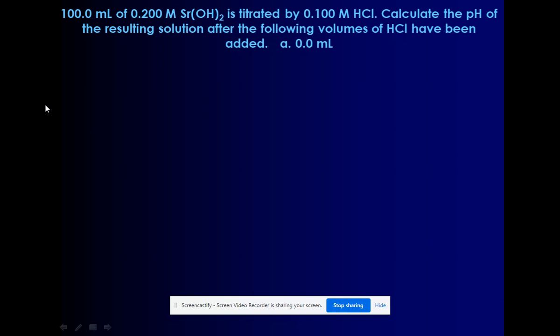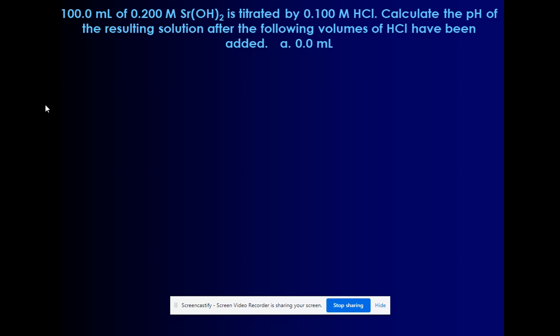So this problem has 4 parts. We are going to add different amounts of acid. This one's going to be the opposite of the graph you just saw. We're going to be titrating the base with acid. And we have strontium hydroxide. Remember, that's got 2 OHs present, so we need to keep that in mind with its concentration. It's being titrated with 0.1 molar hydrochloric acid, so that's our source of hydrogen. And we want to know the pH after we've added different amounts of HCl.